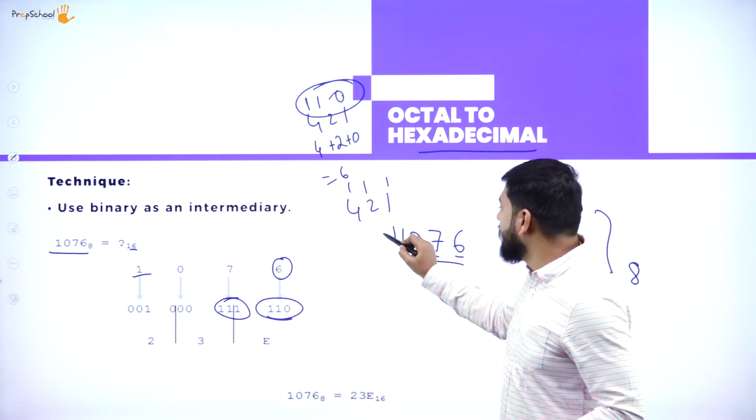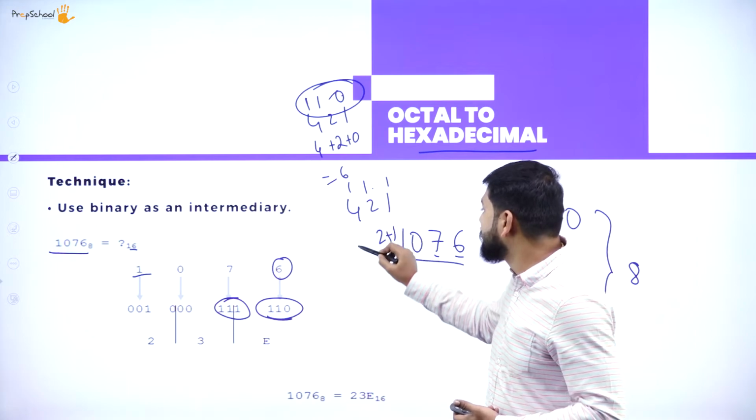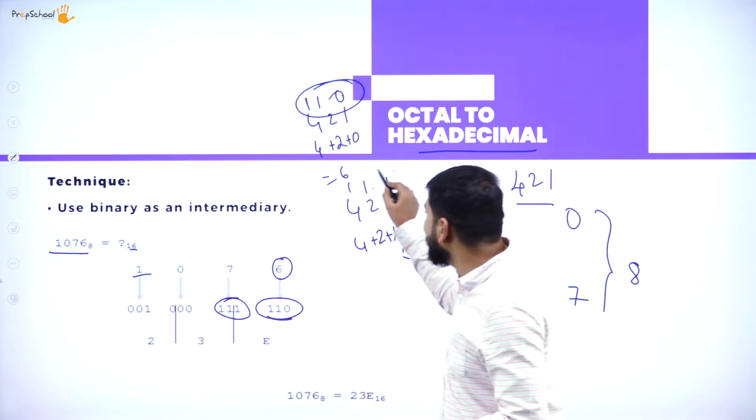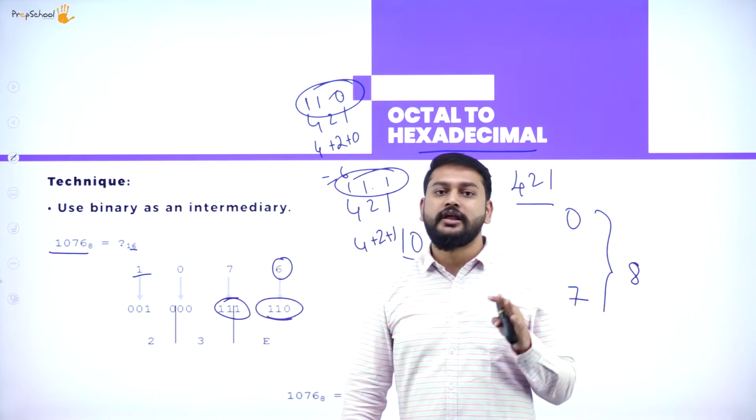1 into 1 is 1. 1 into 2 is 2. Plus 1 into 4 is 4. So 4 plus 2 plus 1 is 7. So the binary equivalent is 111. That's why I'm writing 111.